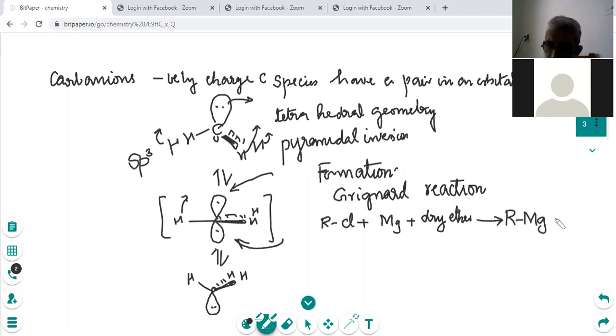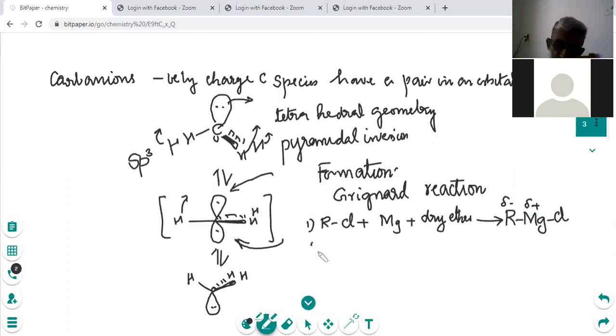See, it is an insertion reaction. Magnesium is getting inserted between these bonds. This magnesium is electropositive, and carbon is more electronegative than magnesium. Therefore this bond will always break towards R, so that you get R minus and MgCl plus. And this R minus is known as a carbanion. So that is number one.